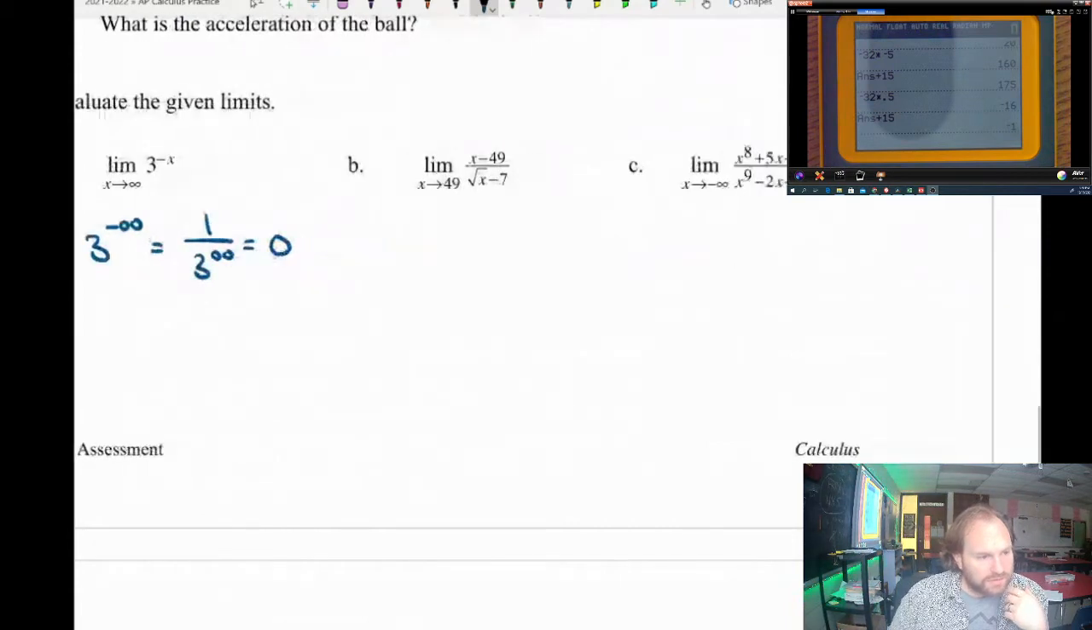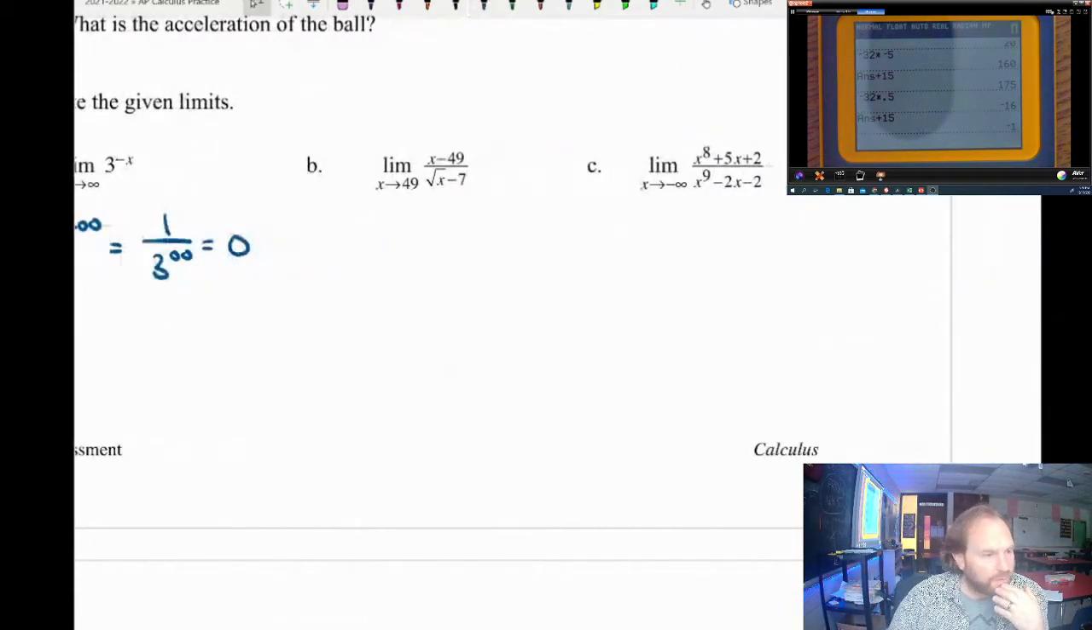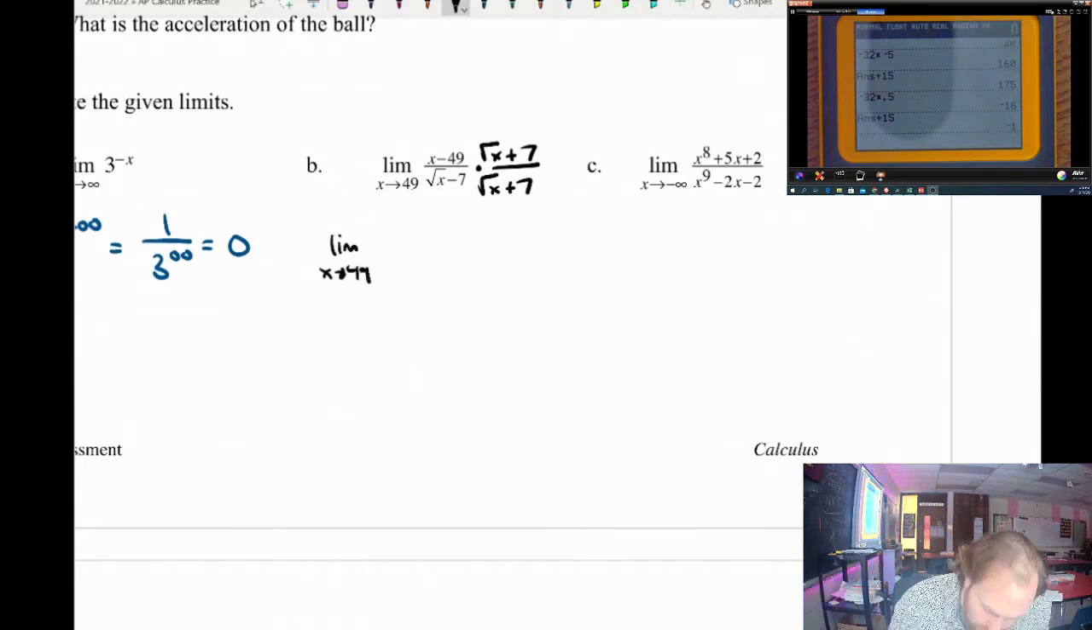Question B asks us to plug in 49, limit as x approaches 49, which if we plug it in will give us 0 over 0, unfortunately. So we're going to use that old conjugate trick that we've seen a number of times to solve this problem. We're going to multiply by the square root of x plus 7 over the square root of x plus 7. This is going to give us the limit as x approaches 49 of, on the top we're not going to expand this out because part of it will probably cancel later.